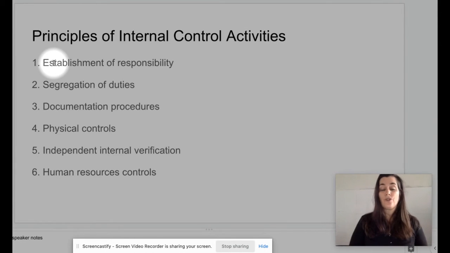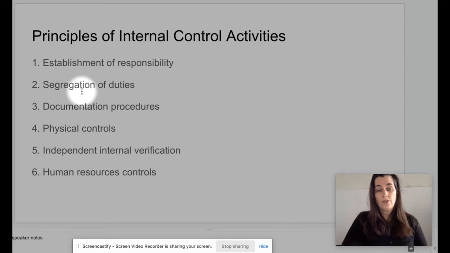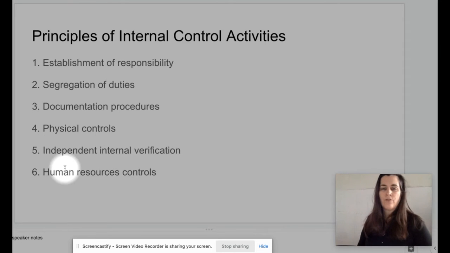These are internal control procedures: establishment of responsibility, segregation of duties, documentation procedures, physical controls, independent internal verification, and human resource controls. Okay, this is a little bit of a mouthful, but if we think through the language and then apply some examples, we can start to break it down.